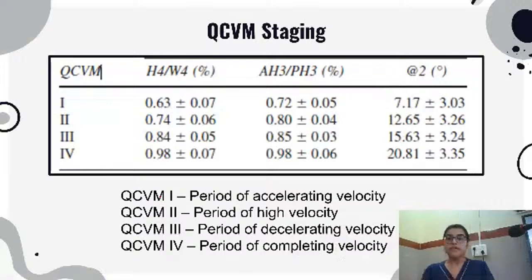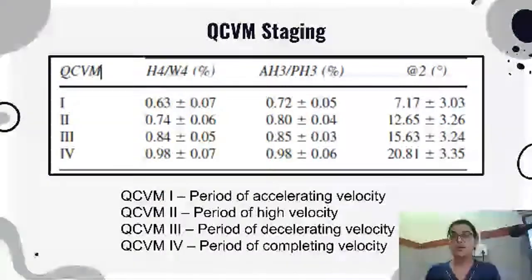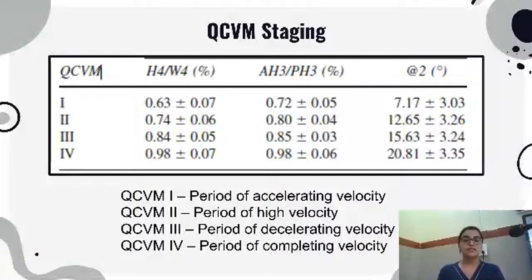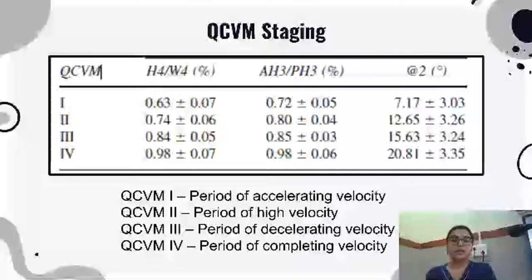So this is a table of values which represents all three parameters from stage 1 to stage 4. QCVM stage 1 correlates with the period of accelerating velocity of growth. QCVM 2 is the period of high velocity. QCVM 3 is the period of decelerating velocity, and QCVM 4 is the period of completing velocity.